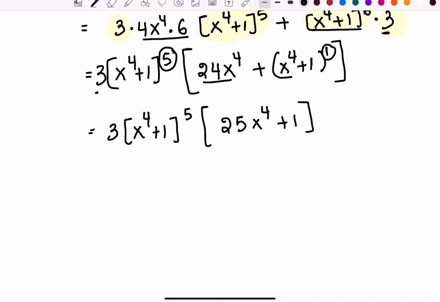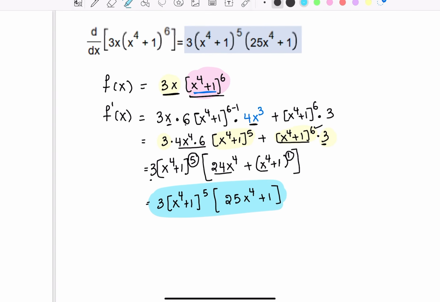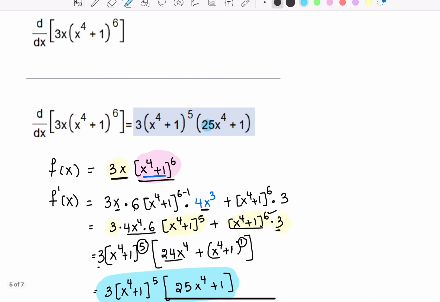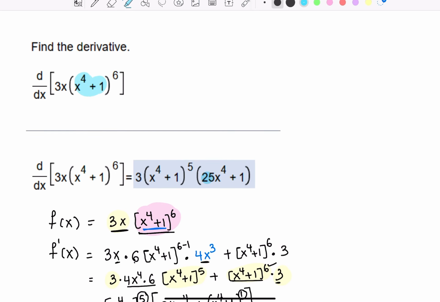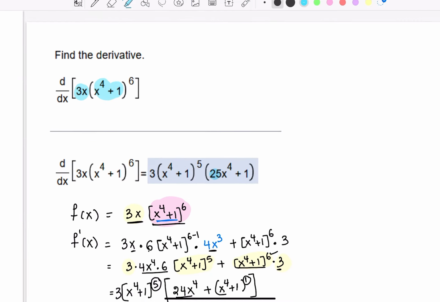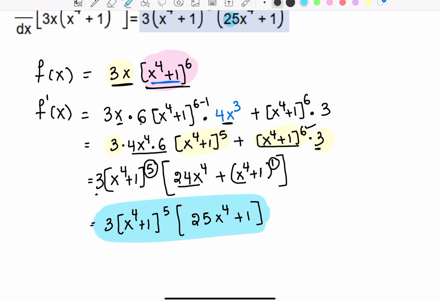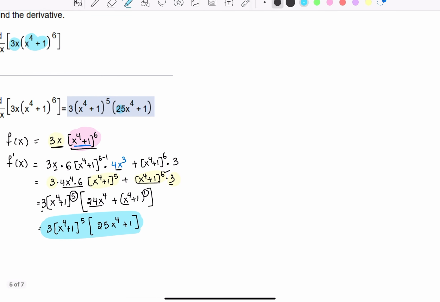And that is your final answer. I don't have any negative powers, so I don't have to put them anywhere. There you go. And your answer does match. So step by step, very slowly, but don't forget to find the derivative of these functions. That way you will not go wrong. Okay? All right. Let's go ahead and take a look at the next problem.